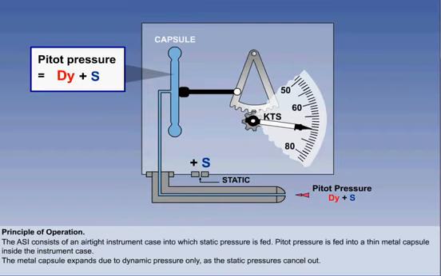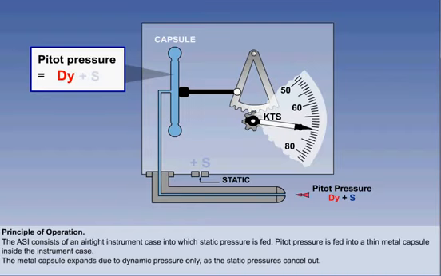The pressure inside the metal capsule will therefore consist of static pressure plus dynamic pressure, whereas the pressure inside the instrument case will consist only of static pressure. As the static pressures inside both the instrument case and the metal capsule are equal, any expansion or contraction of the metal capsule will be due to the presence of dynamic pressure only, as the static pressures cancel each other out.